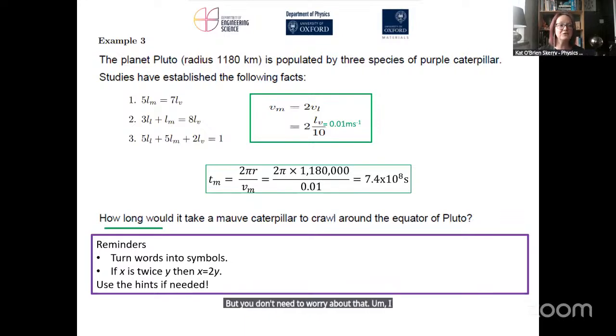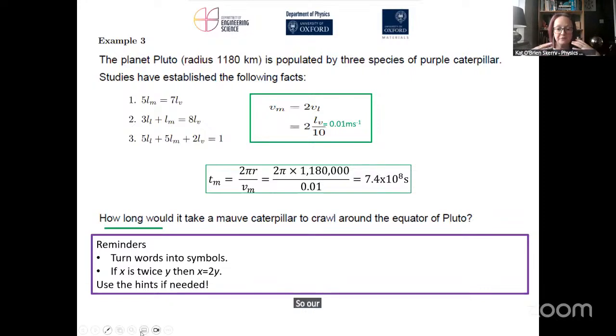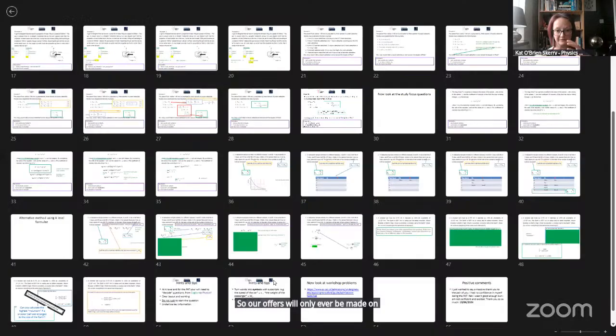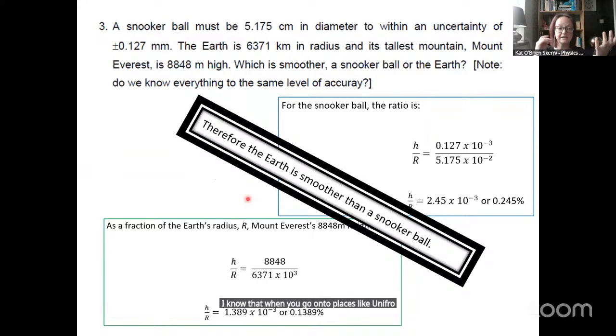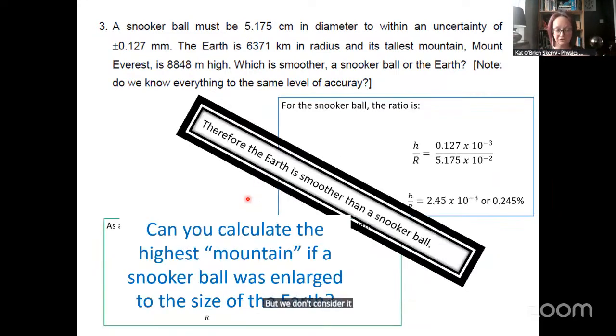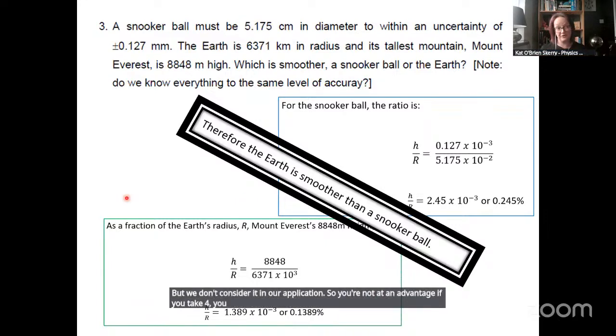I've had a few other questions about the number of A-levels. For Oxford in particular, we have no preference as to whether you're doing 3 or 4. So our offers will only ever be made on 3 A-levels. I know that when you go on to places like UniFrog and UniStats, it might tell you that many of our students who were successful did have a 4th A-level, but we don't consider it in our application. So you're not at an advantage if you take 4, you're not at a disadvantage if you take 4. It's just not a consideration to us at all.